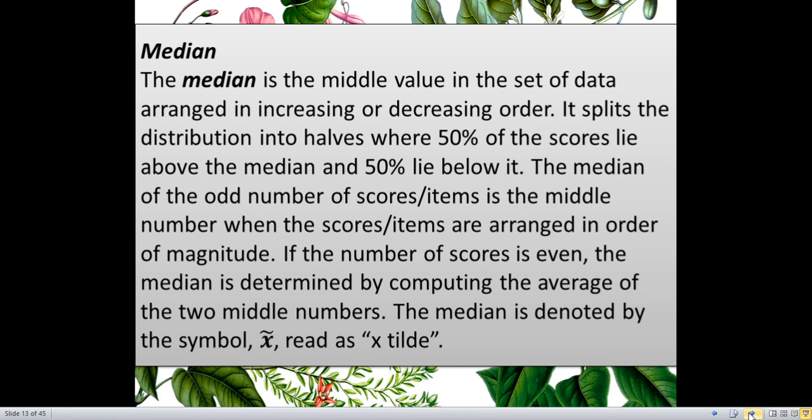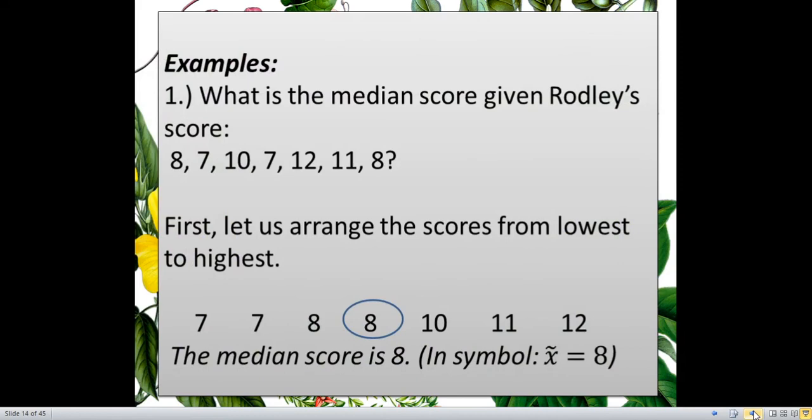So the median is denoted by, again, it has its own symbol, the symbol that you will see here on the screen, and it is read as X tilde. So let us have some examples.